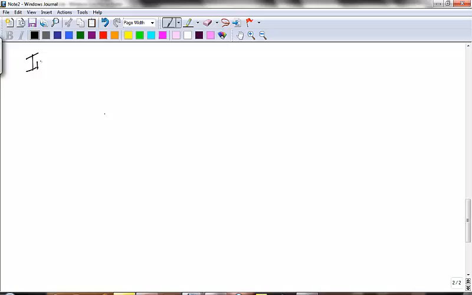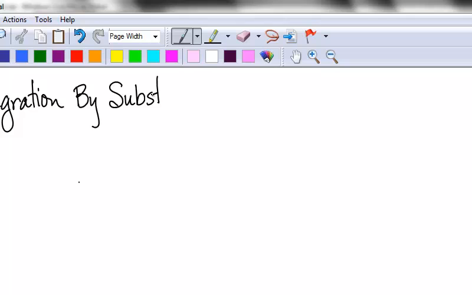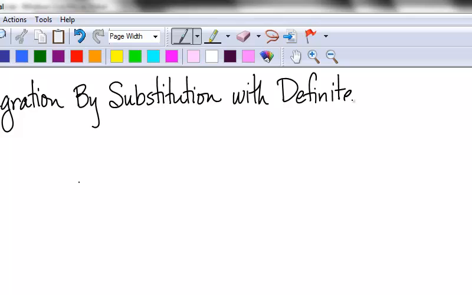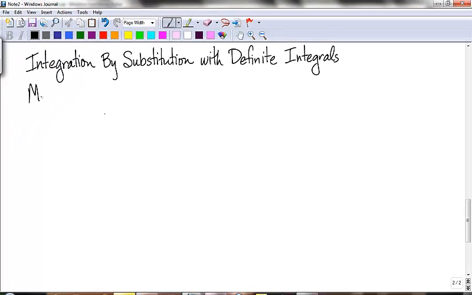This is integration by substitution. Integration by substitution with definite intervals. So that means it's going to have an a and a b. Okay, and remember this you're actually figuring the area underneath the curve. Okay, this one we're going to do method 1.